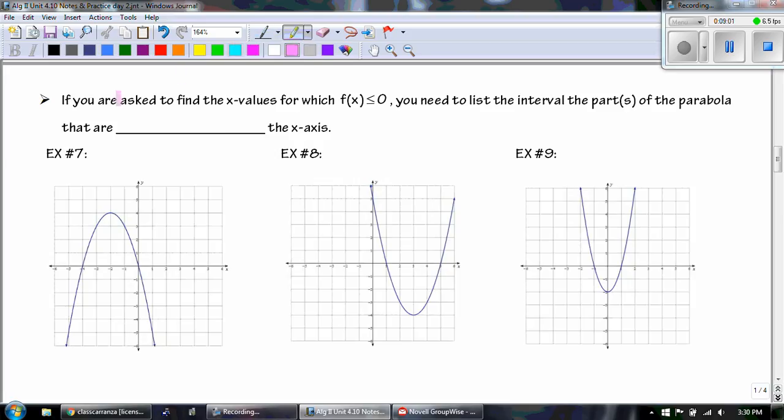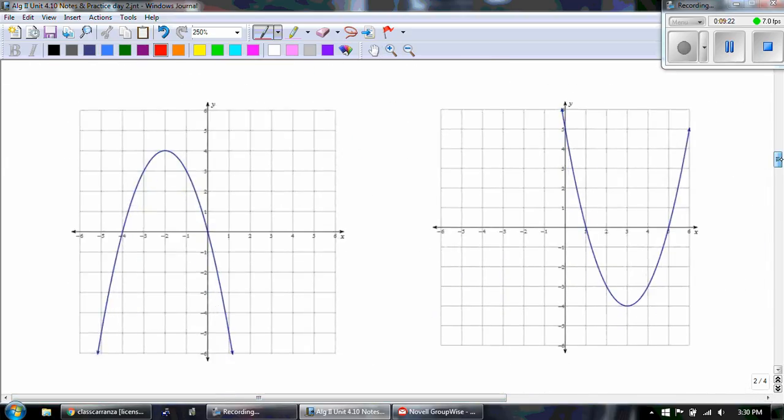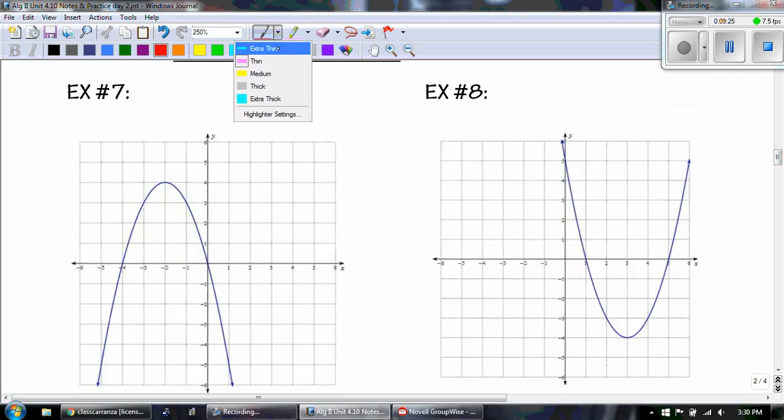Okay, so now if we're supposed to ask for the x values when it's less than or equal to 0, we're looking for when it is below the x-axis, okay? So you have to pay attention to the symbol on what they are asking for. Are they asking for above or are they asking for below? Okay?